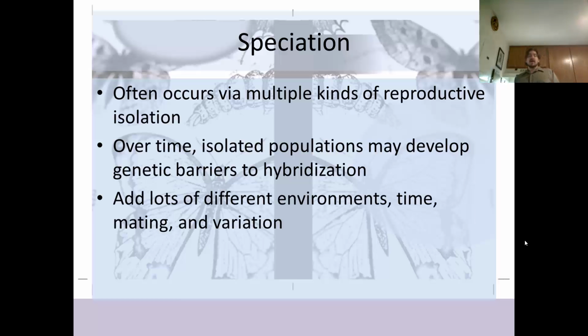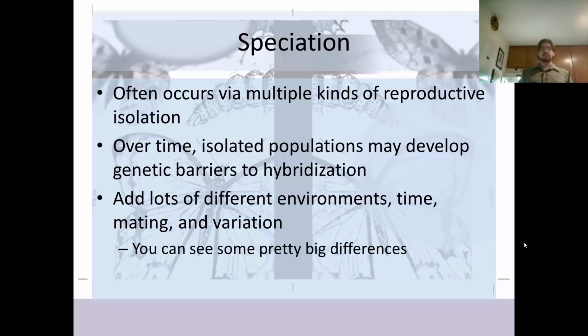So add lots of different environments, lots of time. Life has been around on Earth for billions of years, lots of mating and lots of variation, and you can get lots of different species with drastic amounts of genetic differences. So it is not at all unlikely for a rhino and an elephant to be related. You just add time, adaptation, mating barriers, and variation.